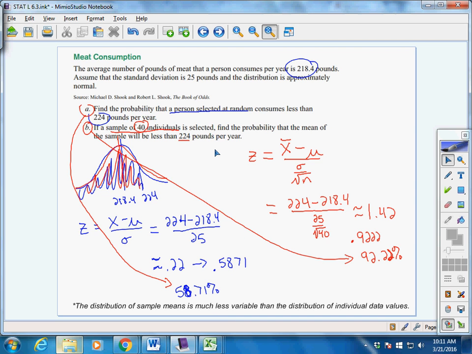Either formula, depending on what you're looking for, is going to be able to help you find that probability. And it's doing the same thing. It's just that this new formula is dealing with samples. So we're taking the mean of a sample, a bunch of samples, instead of individual data.